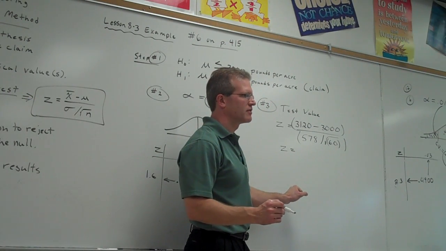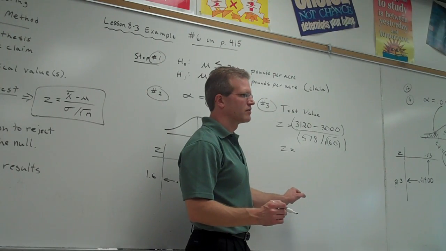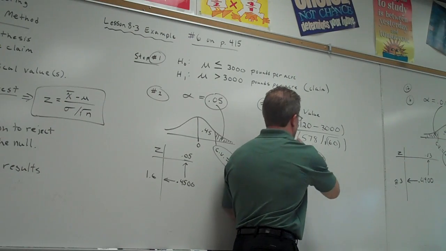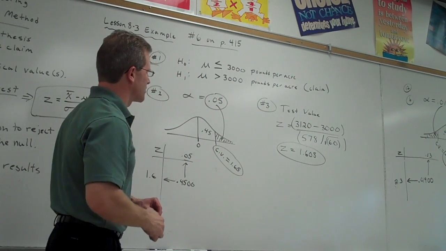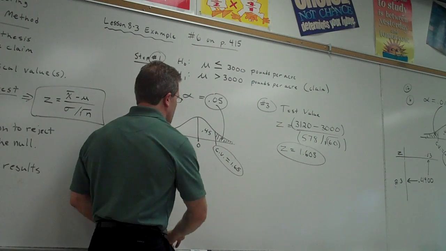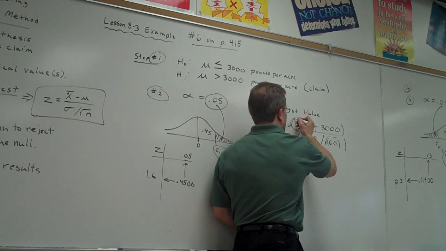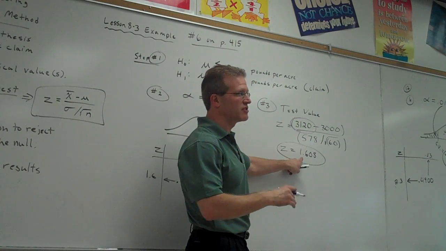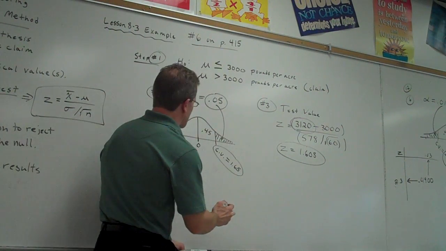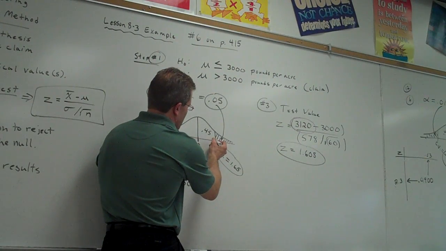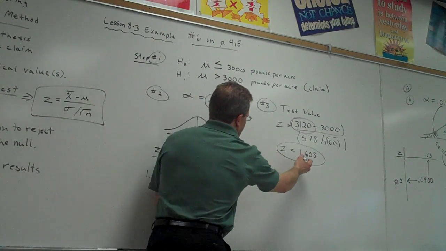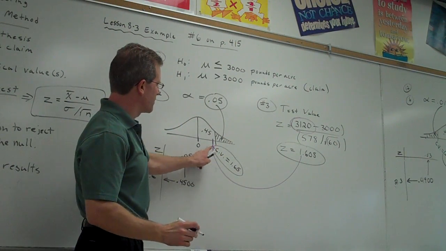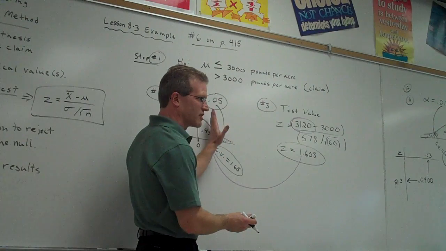Anyone tell me what that is? 1.608. Okay. So what that's telling me is this 3,120 pounds of peanuts per acre that came about in the sample is about 1.6 standard deviations above the mean. So 1.608 would be about right there. Our test value falls at about 1.608. The magic line here was 1.65.